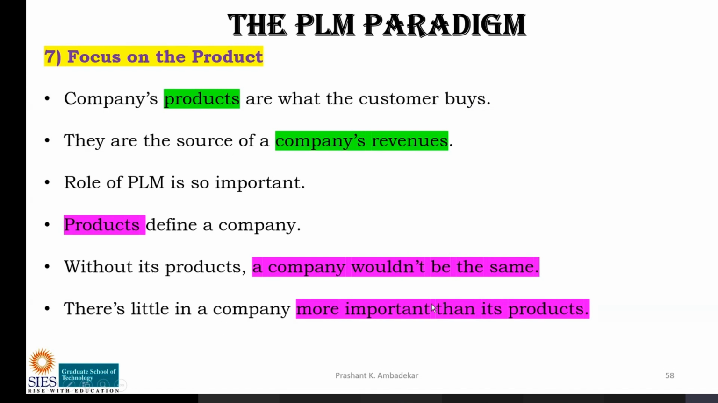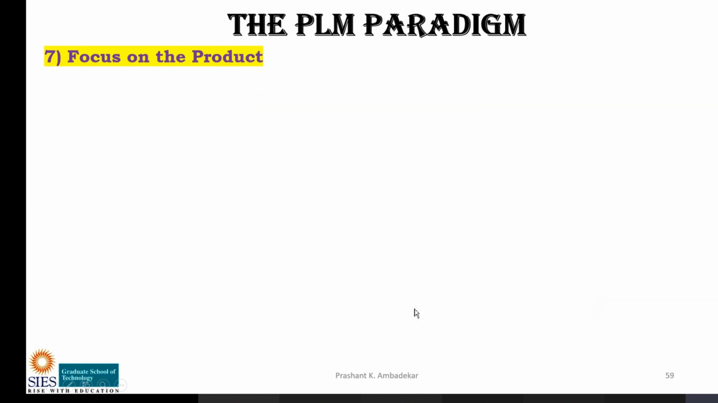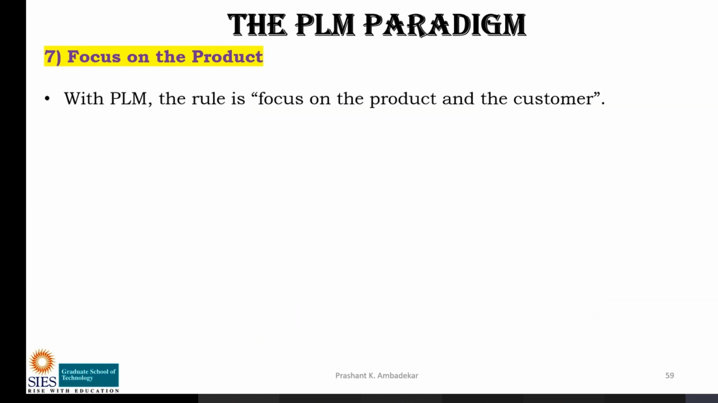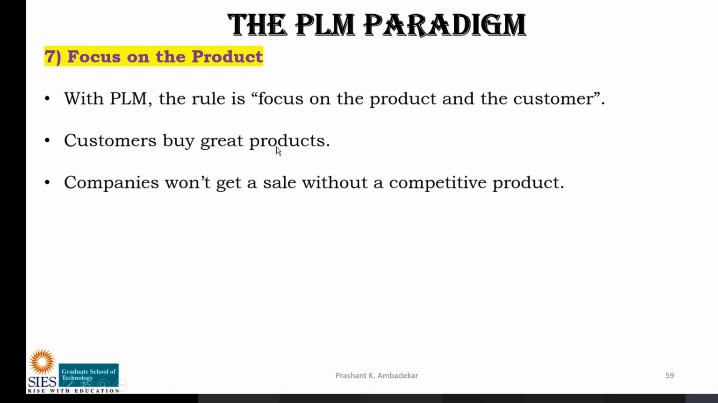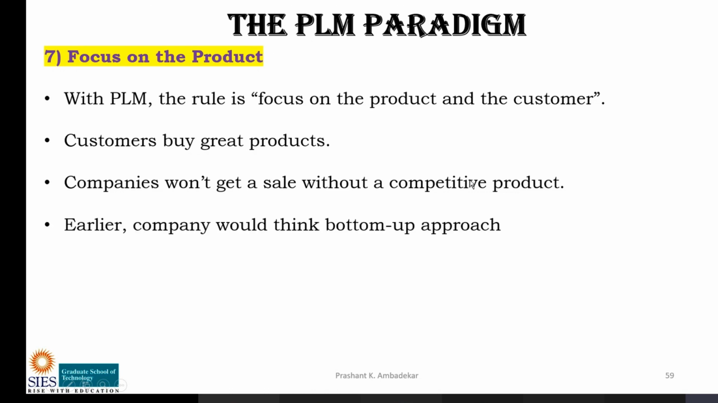There is little in a company more important than its product. So the entire focus of a manufacturing company, or of any company, should be on the product. How the product can be improved, and what are the ways that can be done to improve the product. Managing product development, how the product can be developed. All those activities are to be taken care of in PLM. So the rule is focus on the product and the customer. Customers buy great products. If the product is good, it will be bought by the customer. Companies won't get a sale without a competitive product. It will always be there, but your product has to be competitive.